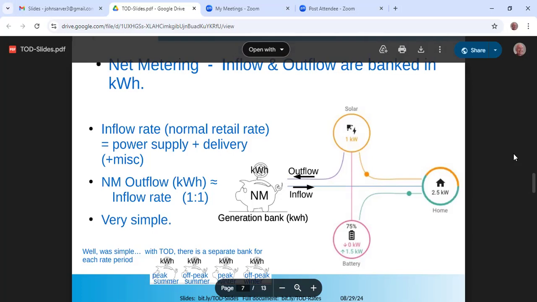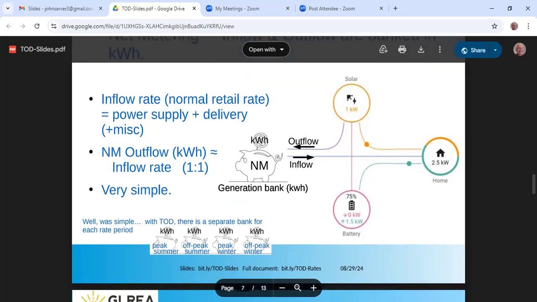And that's assuming you had one of the default rates, or there's some time of day rates that have 6 different time periods. So even worse, you'd have 6 buckets. And each bucket is only good for that time period. So for example, summertime on peak is when you might have the most outflow, and that piggy bank gets full because usually you're sending it out during that time. And then when you need to use some of that electricity at night, that's a different piggy bank, and that one's empty because you don't send anything out at night. That's the difficulty with net metering and time of use rate.